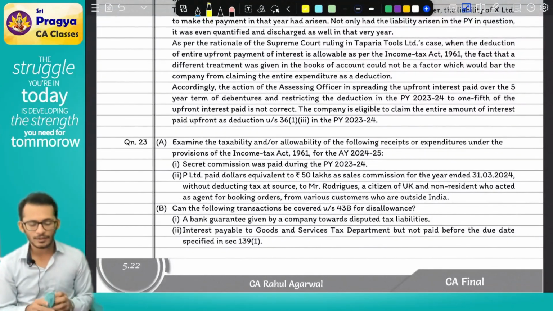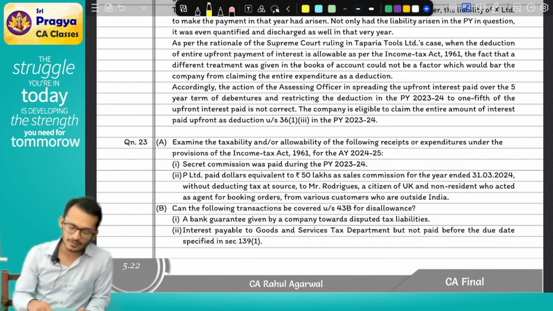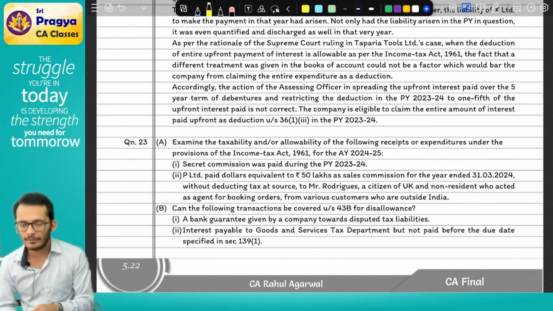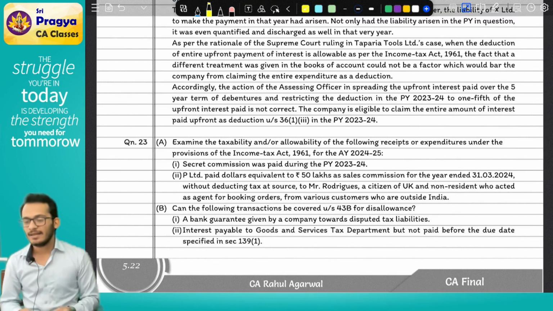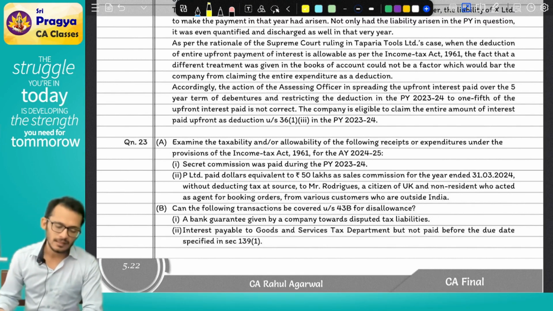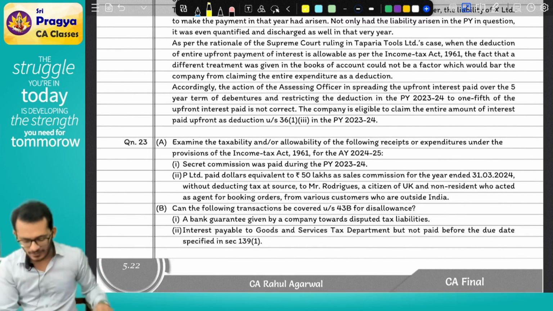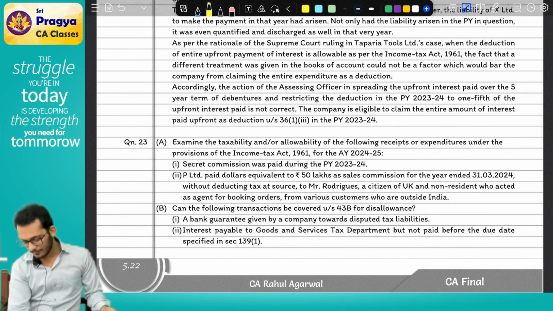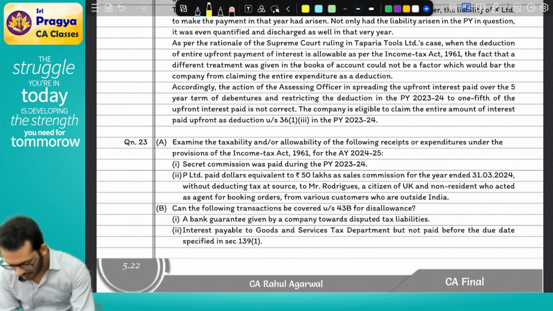Examine the taxability or allowability of the following receipts or expenditures under the provisions of the Income Tax Act for the assessment year 24-25. And now we are coming to the questions. Tell me whether it is allowed or not allowed. First item. Secret commission was paid in the previous year 23-24. Allowed, not allowed? Quickly, 10 seconds. Everyone.